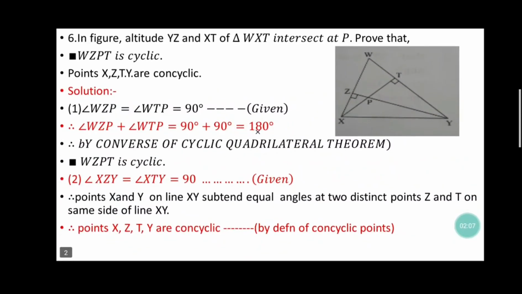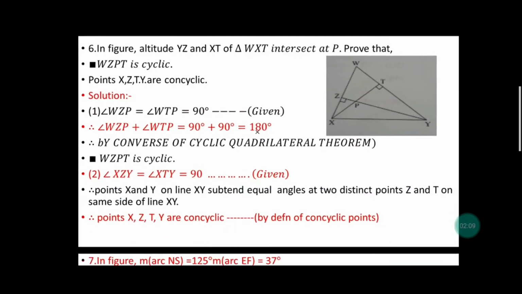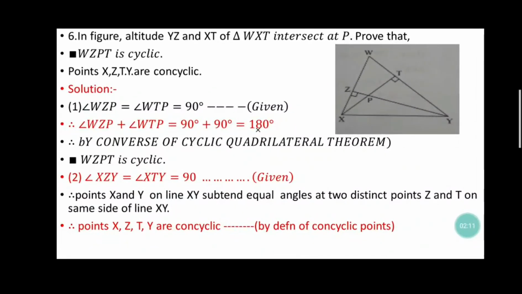Angle WZP and angle WTP are equal to 90 degrees. Now their sum will be equal to 180 degrees. Fine. So by the converse of the cyclic quadrilateral theorem, the given quadrilateral, that is quadrilateral WZPT, is cyclic. Okay. Now here the next thing, question number 2 of it, we have to prove that it is concyclic.